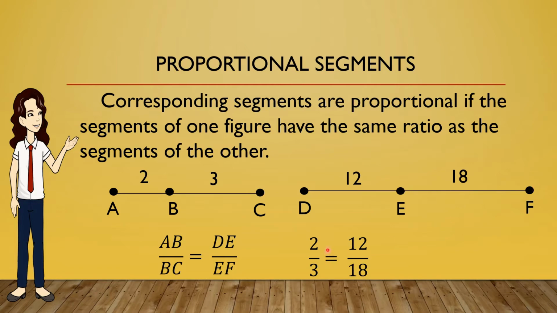So, what is the lowest term of 2/3? The lowest term of 2/3 is also 2/3. And the lowest term of 12 over 18, we can divide both by 6. 12 divided by 6 is 2, and 18 divided by 6 is 3. So they are the same ratio, meaning these two segments are proportional.